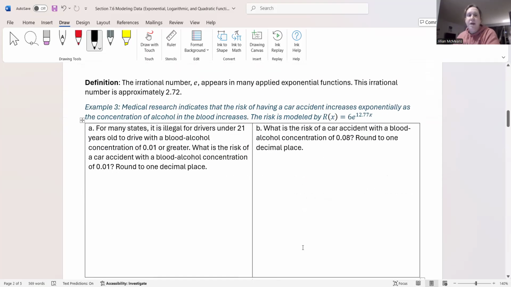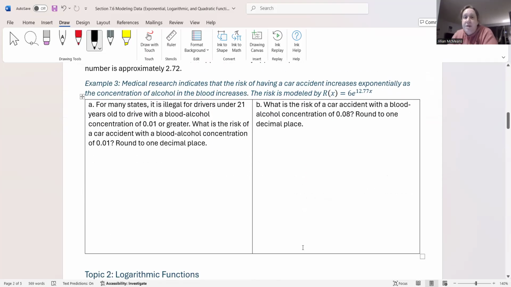Now, here's the deal. Example 3 says medical research indicates that the risk of having a car accident increases exponentially as the concentration of alcohol in the blood increases. This is modeled by the exponential function R of x. So think R is the risk, and I didn't mention explicitly what x was, but x is the blood alcohol concentration. So R of x equals 6 times e raised to the 12.77 times x power.